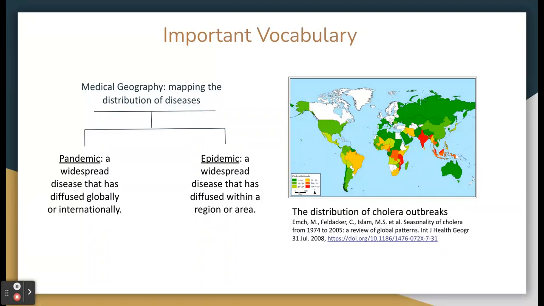Medical geography is the mapping of the distribution of diseases. A pandemic is a widespread disease that has diffused globally. An epidemic is a widespread disease that has diffused within a region or an area. This choropleth map displays the distribution of cholera outbreaks. Cholera is an example of a pandemic.